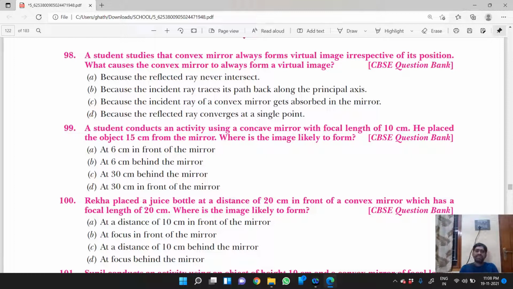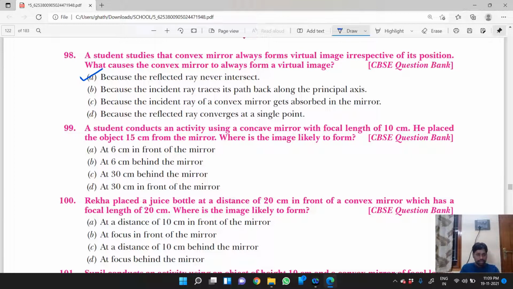Anywhere we place the object, it always forms a virtual image because the reflected rays never intersect. The other options: because incident rays retrace their path, because incident rays get absorbed by the mirror, and because reflected rays converge at a single point. So the answer is: because reflected rays never intersect at any point. They go in different directions. If we extend them back, they appear to meet at a point.